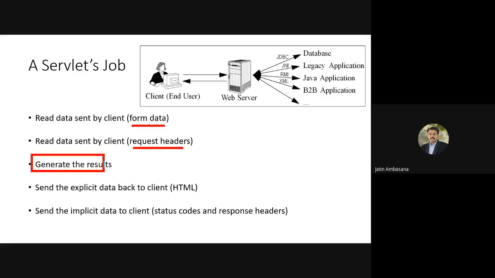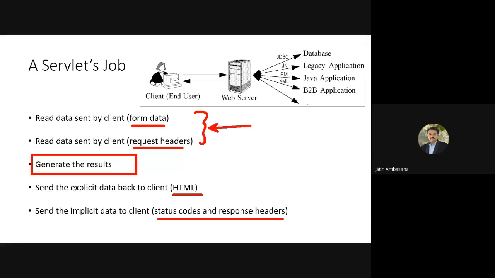It can process or execute, or it can simply generate the results, and it can explicitly send the data back to the client in the form of HTML, and also the status codes and response headers. So these are the two types of input that it can get, and these are the two types of output that it can give. Basically, this is the main output, this is just the output for the browser, and this is the main input, this is just the input for the processing.